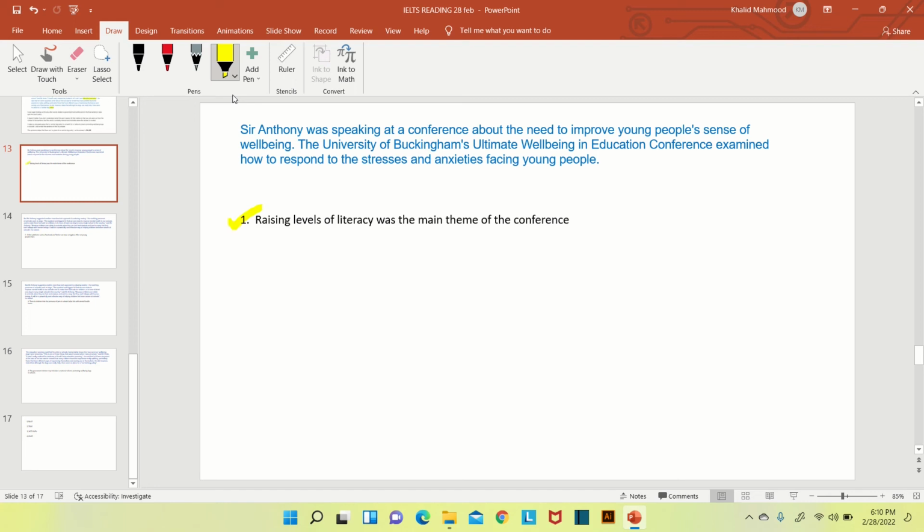Let's first of all read the question and underline the keywords. Rising level of literacy was the main theme of the conference. What are the keywords? Literacy, main theme, and most importantly, conference. They're talking about a conference. Let's read the passage now. Sir Anthony was speaking at a conference about the need to improve young people's sense of well-being. What are they talking about? Sense of well-being. And here they're saying that literacy was the main theme. Okay, there is a contradiction, but let me also read the second sentence.